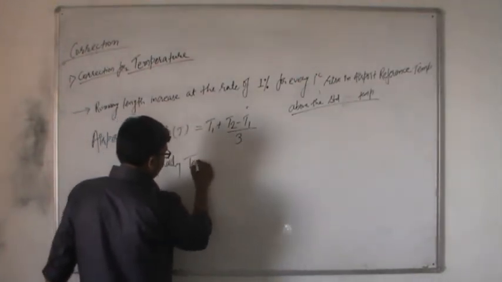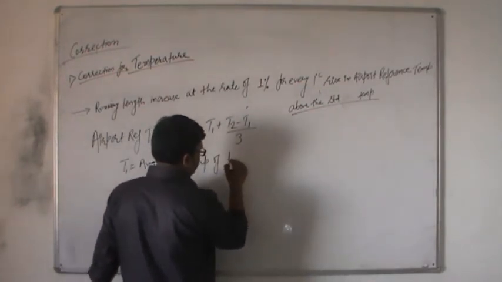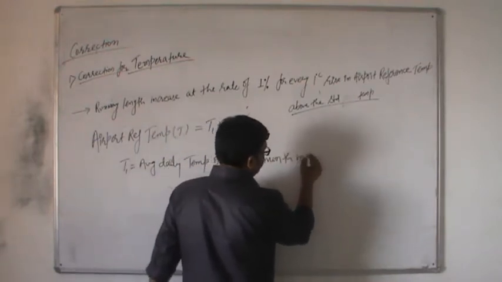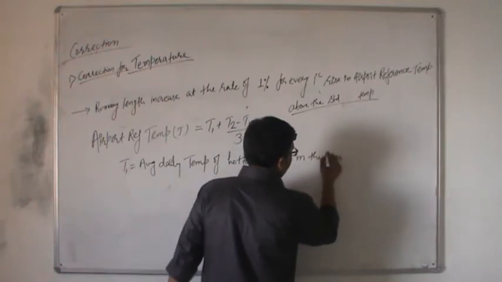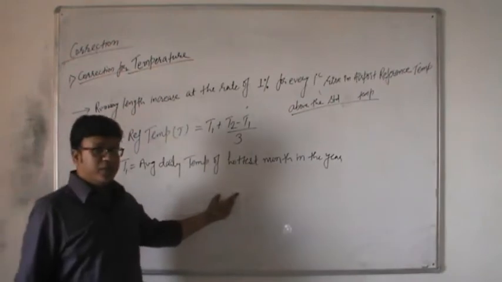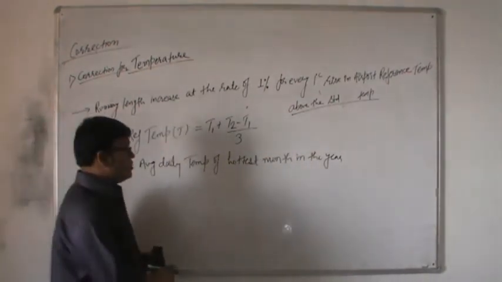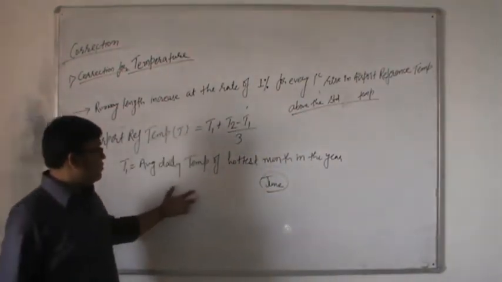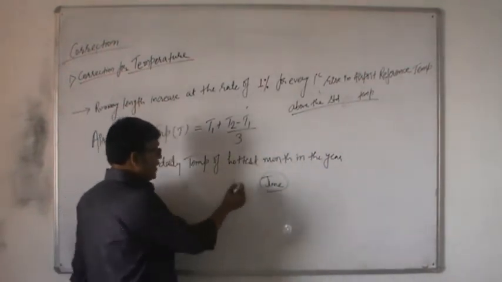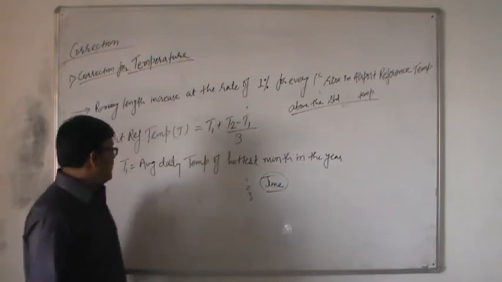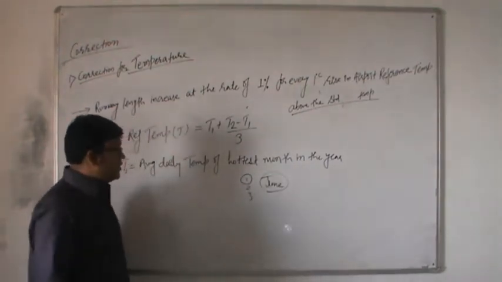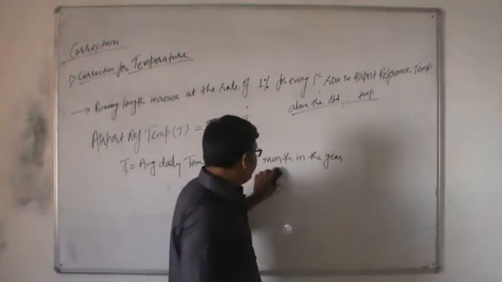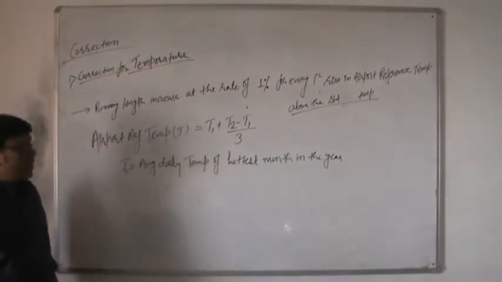The average daily temperature of the hottest month in the year, that is T1. Suppose June is the hottest month in the year, then the average daily temperature of the hottest month means we take day 1, day 2, day 3, day 4. We find the average daily temperature of each of the 30 days. Again, we take the average of those and we find the average daily temperature of the hottest month of the year.